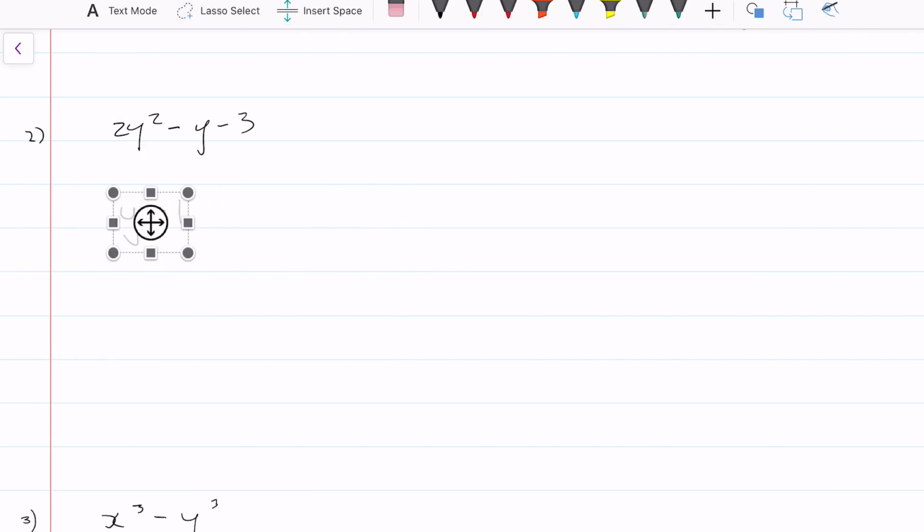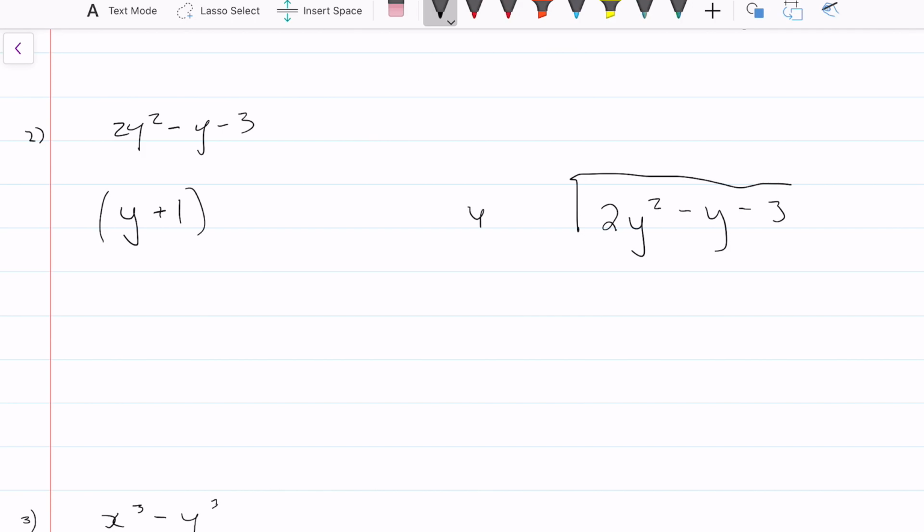Let's put some brackets around it. So now we want to find the second factor, so we're going to do it by long division, and we're dividing that entire term by y plus 1. Now we need to multiply this invisible box. This times the first value needs to give us 2y squared, so we obviously need a 2y. So that gives us 2y squared plus 2y.